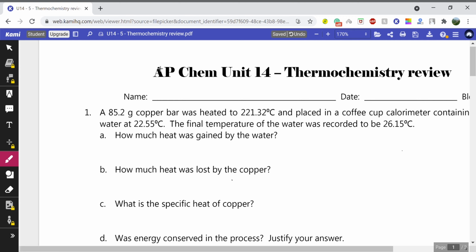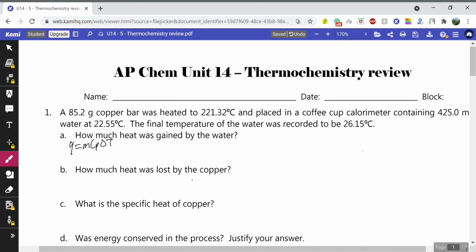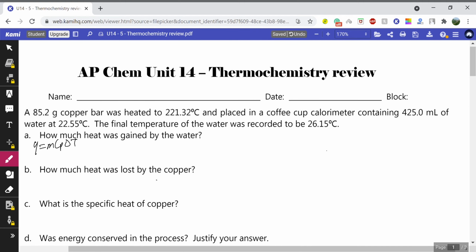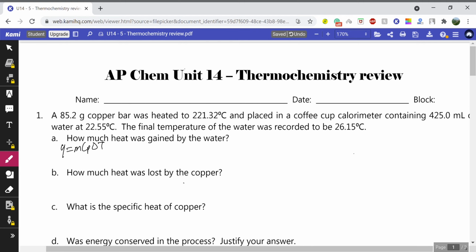Alright, so to find how much heat is gained by water, we use Q equals mCp delta T. So it will be the mass of water, which is 425.01 ml. 1 ml is approximately equal to 1 gram, because the density is 1 gram per milliliter. So this will be 425 ml, aka grams, times the Cp of water, which is 4.184, which will be given. And then times the changing temperature.